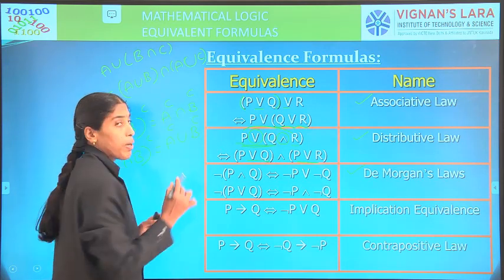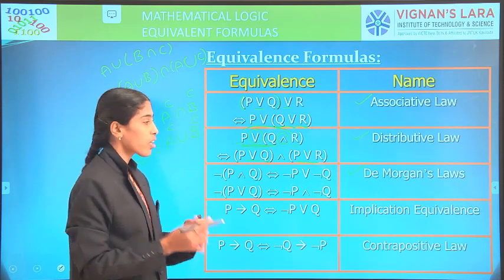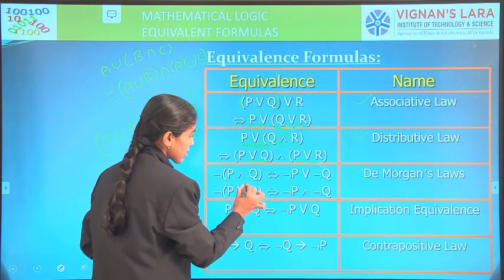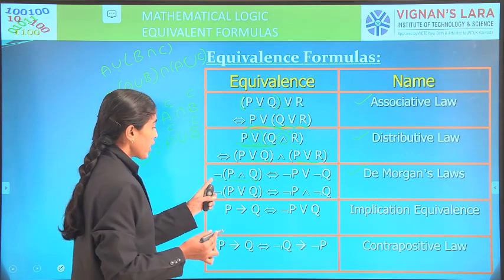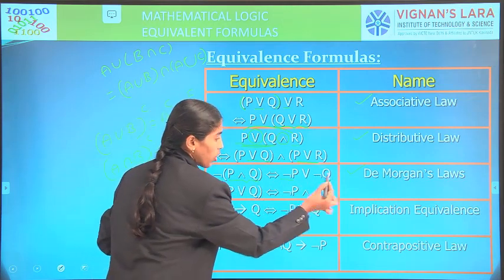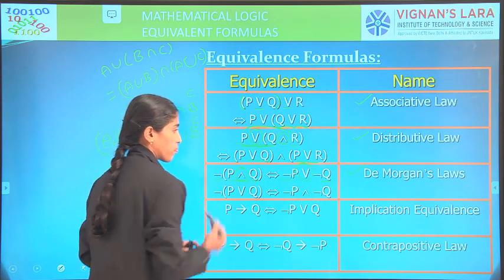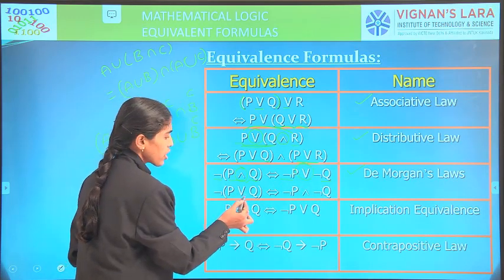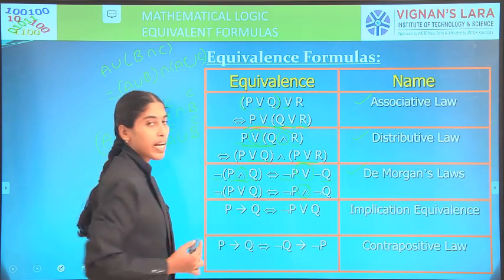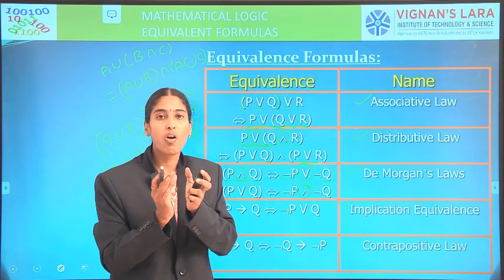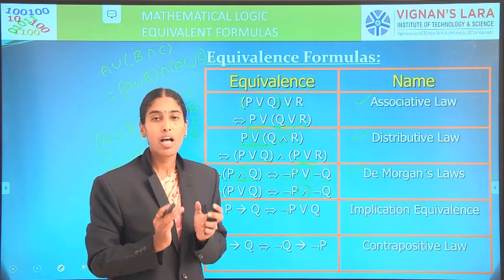Here also same. Complement means in mathematical logic we use negation. If we apply negation inside the brackets, negation is applied to each variable, and AND becomes OR. If we apply negation to OR, OR becomes AND. So whenever we are taking negation inside of the brackets, we call that law De Morgan's law.